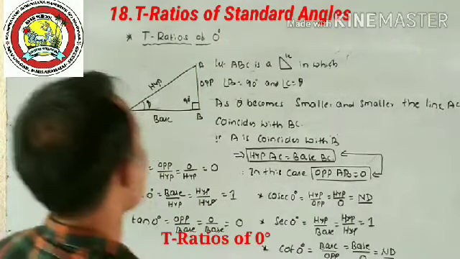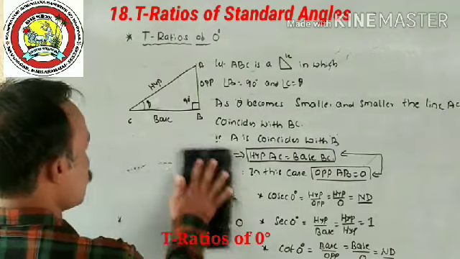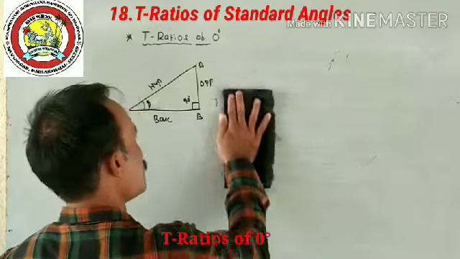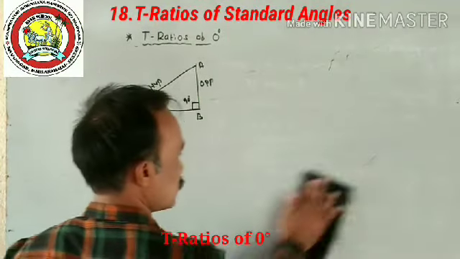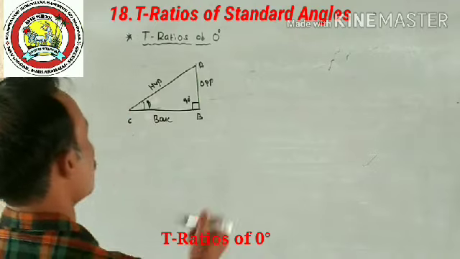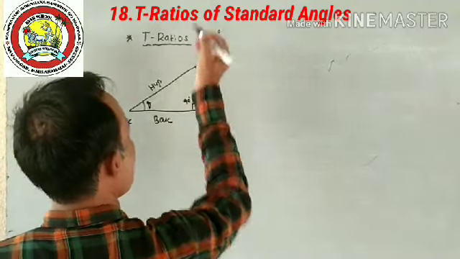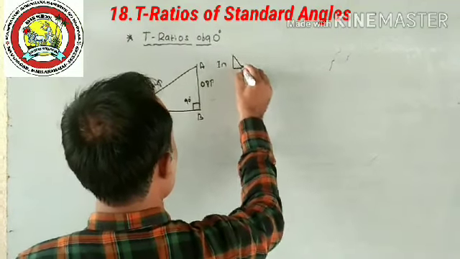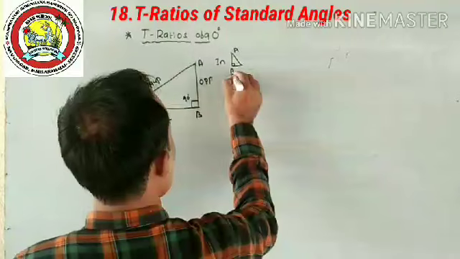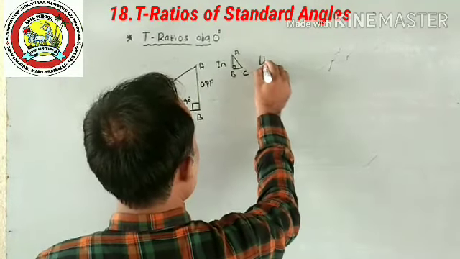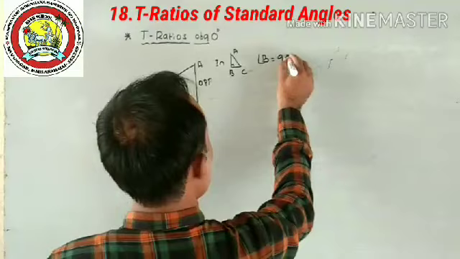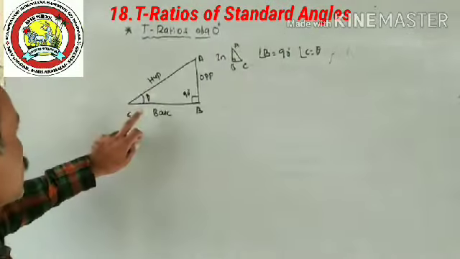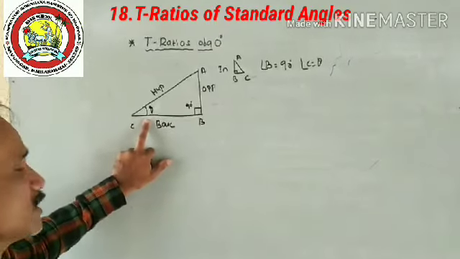Next, last one, trigonometric ratios of 90 degree. Again, ABC is a right angle triangle, with A, B, C. So angle B is equal to 90 degree. Consider C is acute. In this case, we have to convert theta to 90 degree.